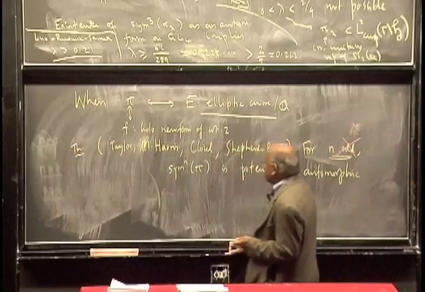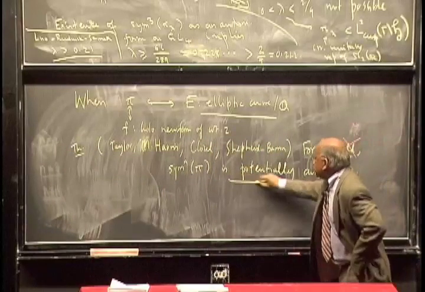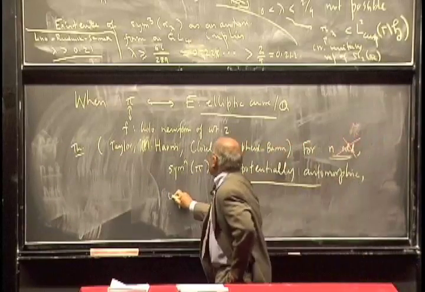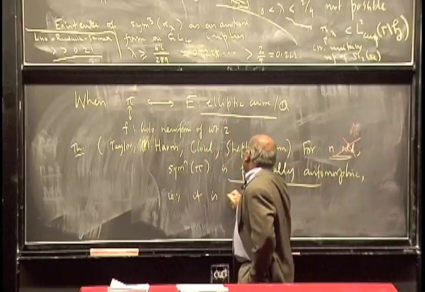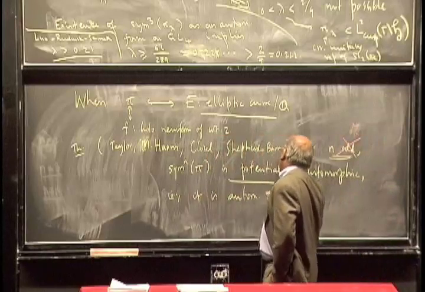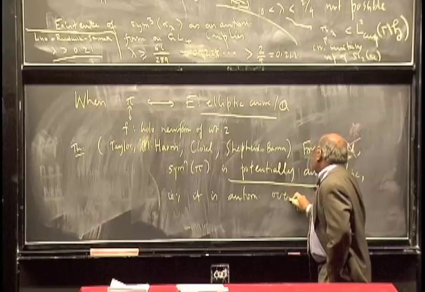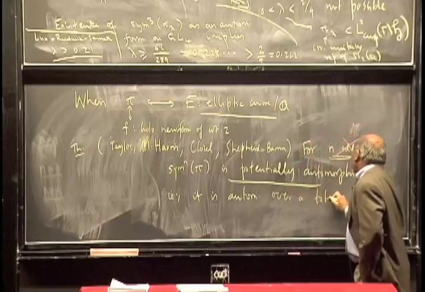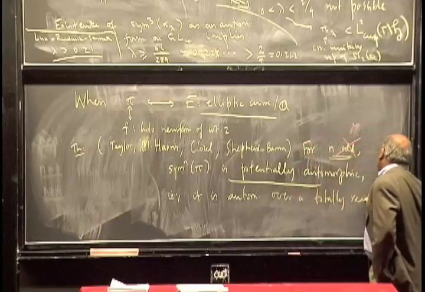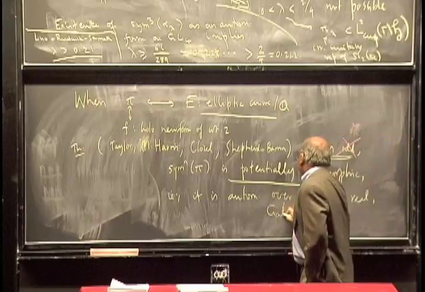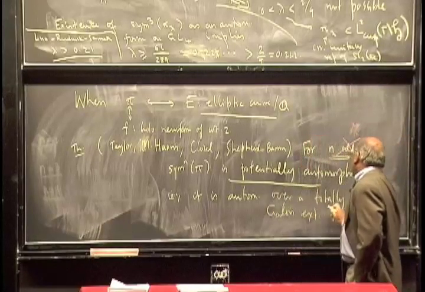So this is a great result. What does potentially automorphic mean? That is, it is automorphic over a totally real Galois extension F.